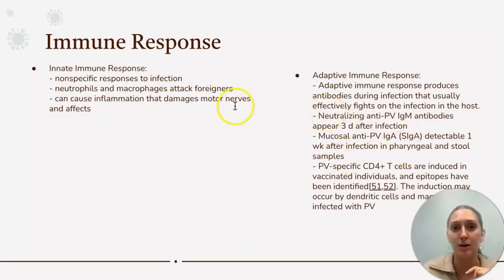I forgot to put IgG antibodies on here, but that is a very important part of the immune response. So in the innate immune response, non-specific responses are going to occur. So that'll be like neutrophils and macrophages that attack foreigners. That's going to cause inflammation that can damage motor nerves. There's also the adaptive immune response, which produces antibodies during the infection, and that'll effectively fight the infection at those different stages. That can be viremia or like while it's in the gastrointestinal tract. But essentially, that's when you're going to get IgA antibodies produced, IgM antibodies produced, and those will be present in the stool. And then also CD4 plus cells are also present in vaccinated individuals. But IgG is a very important antibody that also participates in this process.